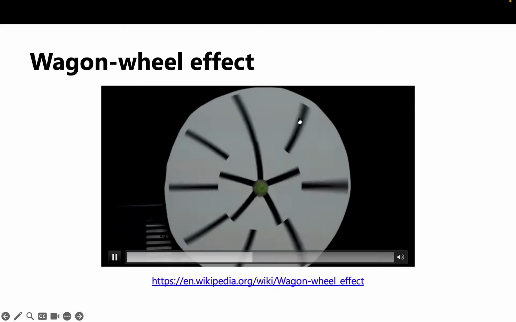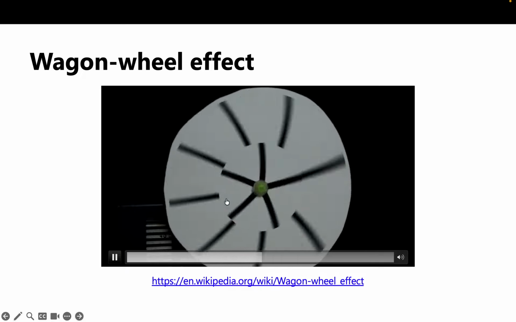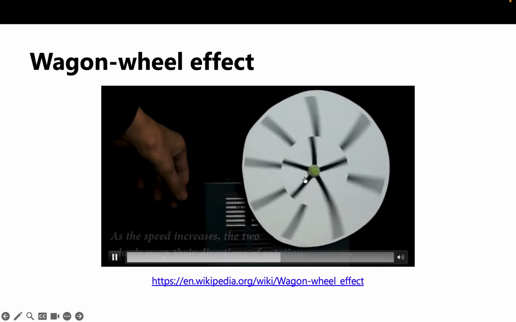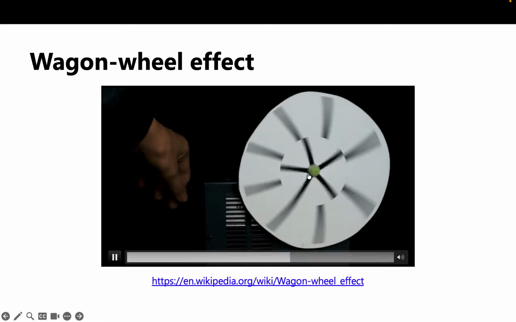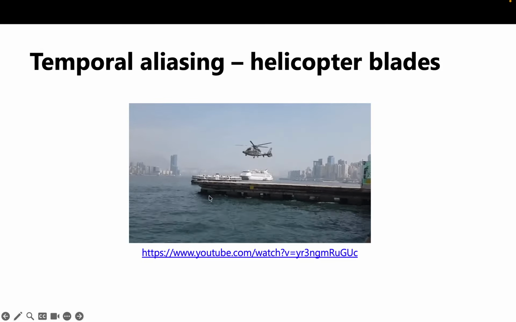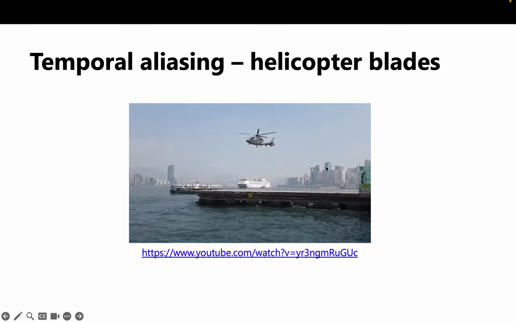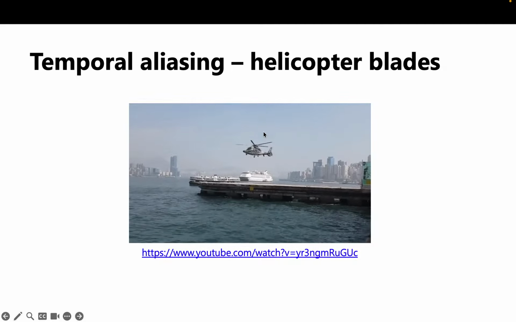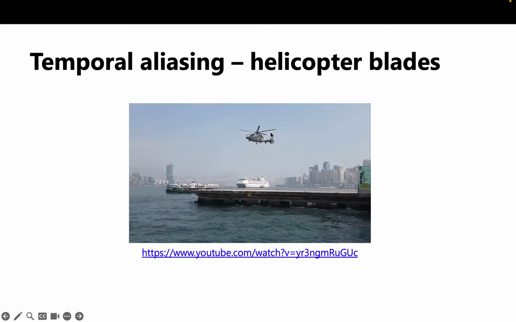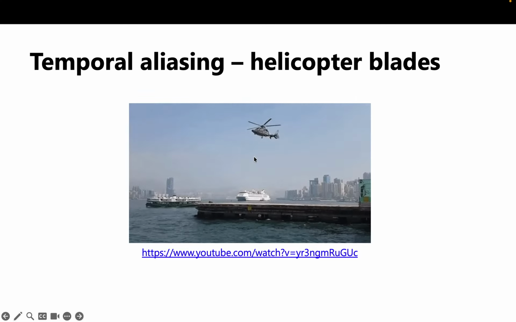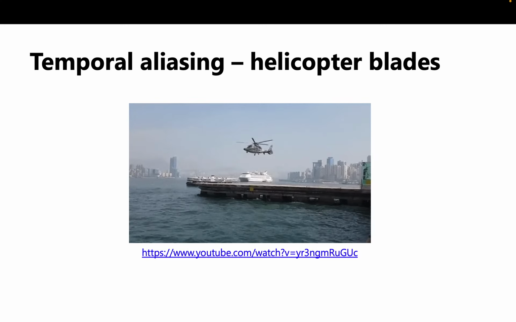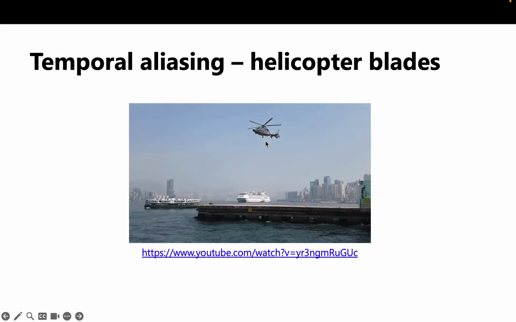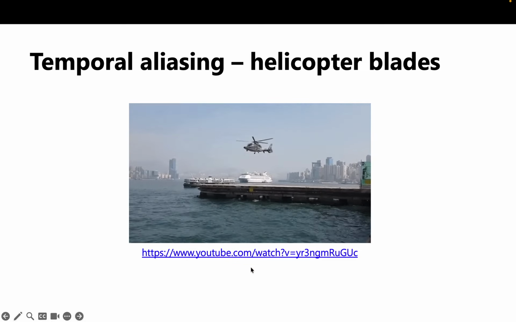Yeah, so now I can see the outer layer of the wheel is rotating anti-clockwise, and the inner one is in the clockwise direction. And another one is what we call temporal aliasing, which is this helicopter plate. Because this helicopter plate is rotating at a high frequency, but our camera sensor is low frequency. So actually we cannot capture the rotating process. And this is from this YouTube video.